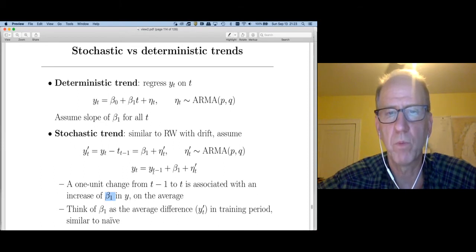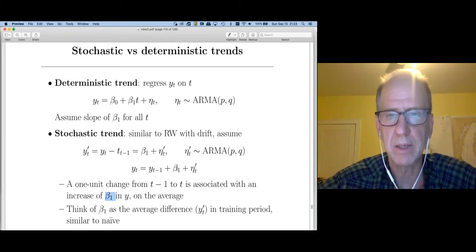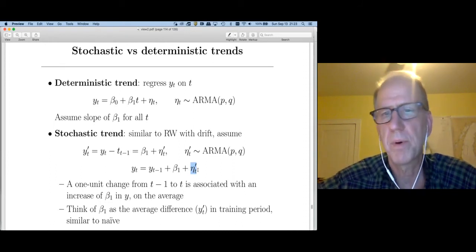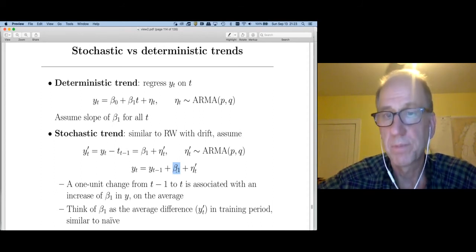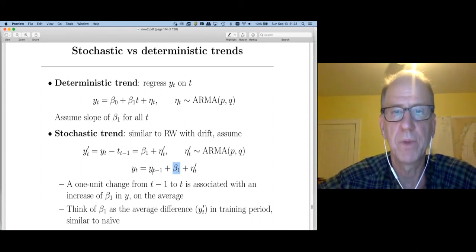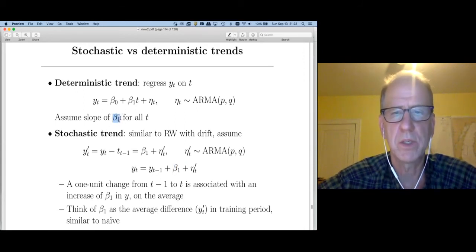So the difference between y t minus 1 and y t is going to be beta plus some errors that are stationary. The stationary part means that the mean is 0. Now, there may be some autocorrelations going on, but the mean is 0. And therefore, this beta 1 is telling us the change in y on average. So it's very much like this beta 1 in the deterministic trend.